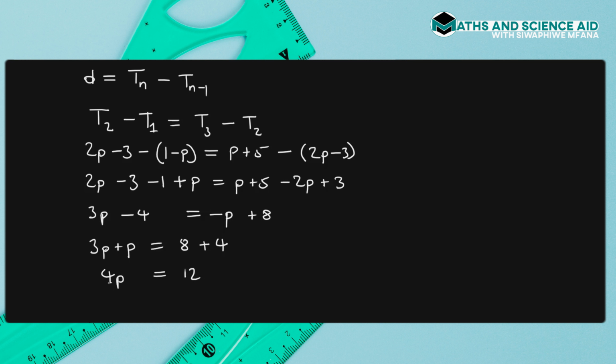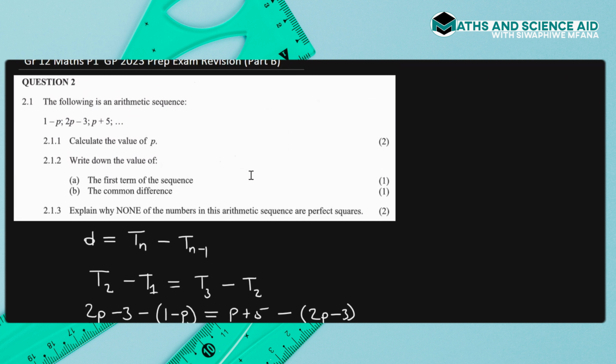Therefore, we can divide by 4 on both sides of the equation to get that p is actually equal to 12 divided by 4, which is equal to 3. So this is the value of p. So p is equal to 3. Okay, so that's how you can answer 2.1.1.